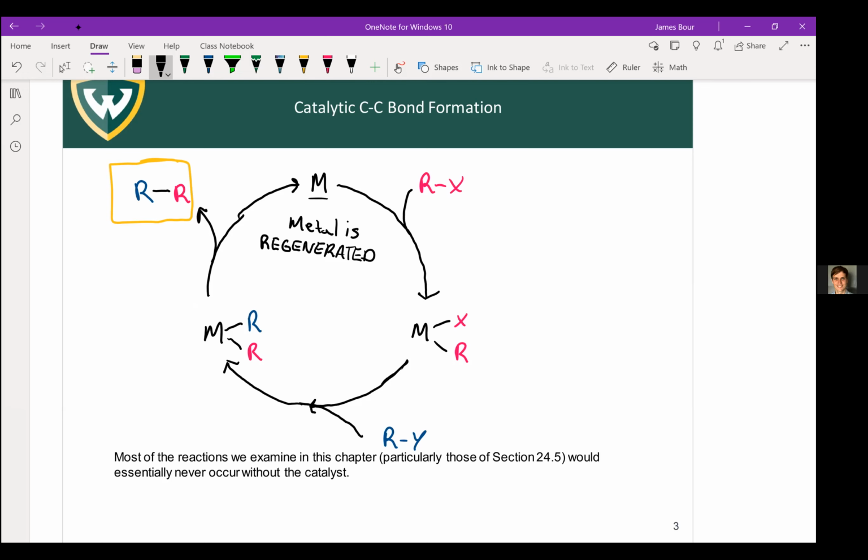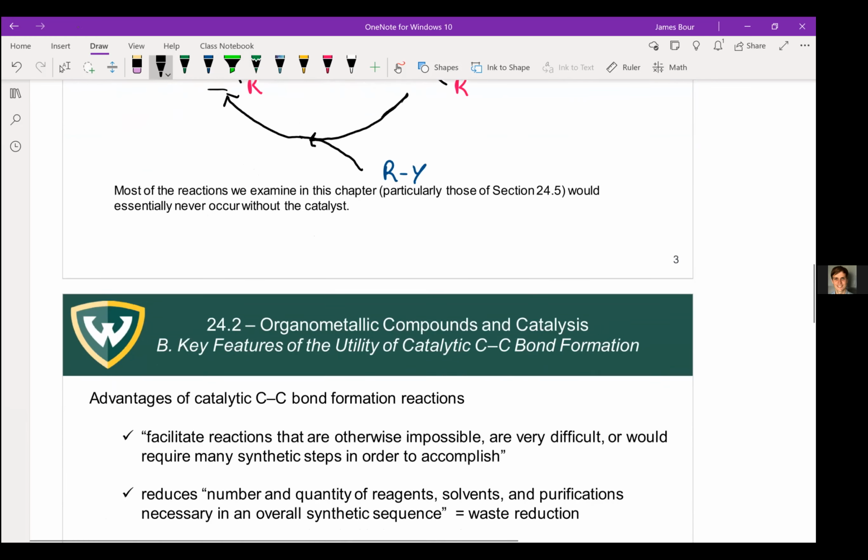Now, what if that metal could undergo a second reaction where we stick another group to it, and then that metal could do a bond-forming reaction like the Gilman reagent does to form a CC bond between those. And this is what we're going to be talking about. And most of the reactions in this chapter would never occur without the help of the metal catalyst. So we're going to talk about the mechanisms of these reactions, prominent examples of these reactions, as well as why they are so powerful in their synthetic scope. That is, what sort of molecules we can make with them.